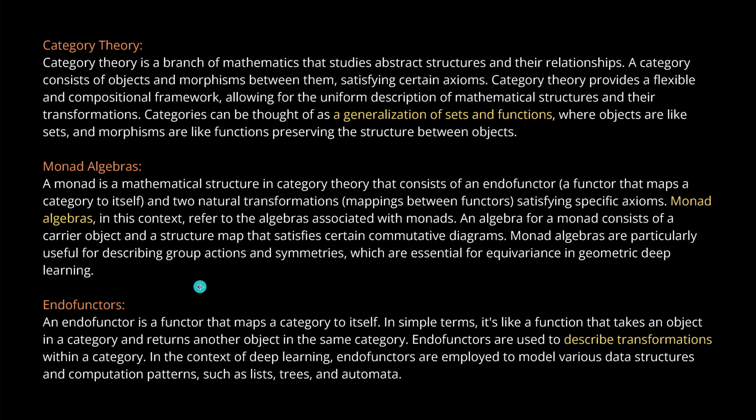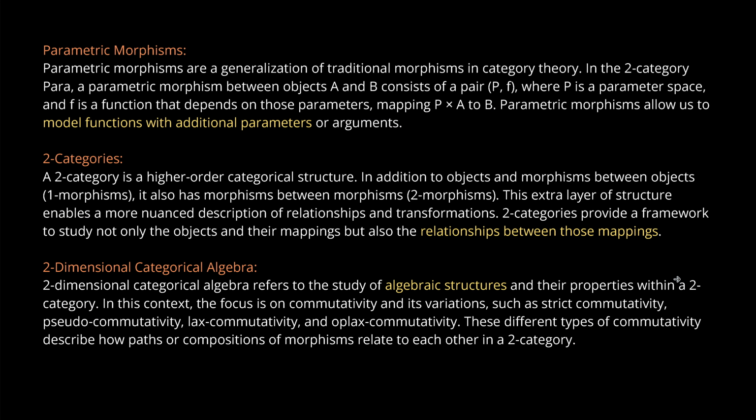Endofunctors: simply a functor that maps a category to itself. In simple terms, it's like a function that takes an object in a category and returns another object in the same category. So they are used to describe transformations within a category. And in deep learning, endofunctors are employed to model various data structures and computation patterns, like lists and trees, and I will show you this in detail.